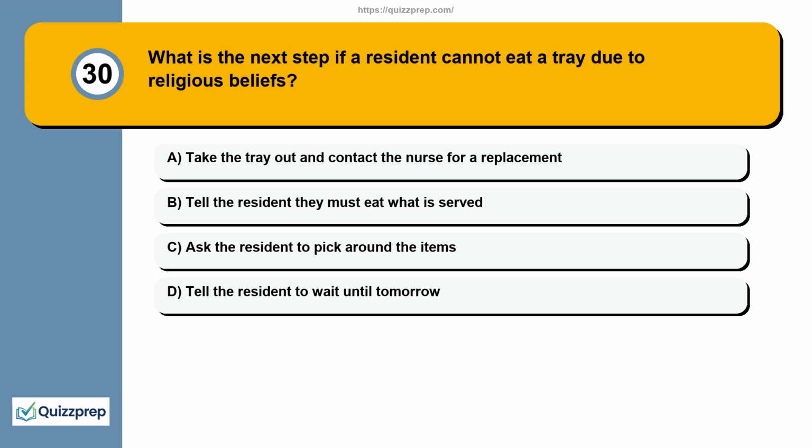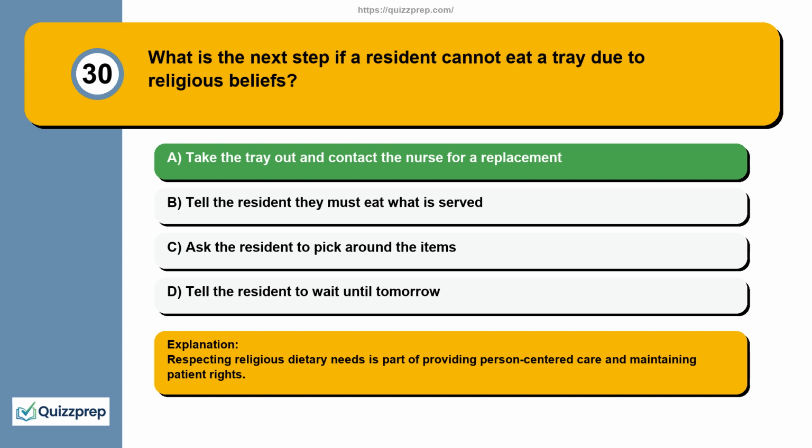Question 30. What is the next step if a resident cannot eat a tray due to religious beliefs? Take the tray out and contact the nurse for a replacement. Tell the resident they must eat what is served. Ask the resident to pick around the items. Tell the resident to wait until tomorrow. Respecting religious dietary needs is part of providing person-centered care and maintaining patient rights.